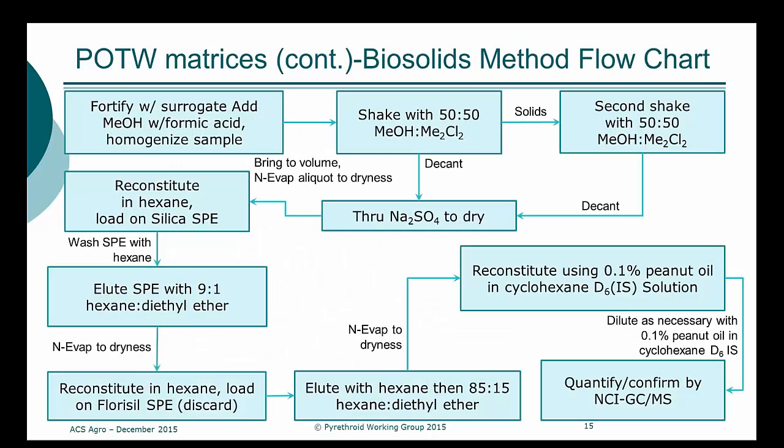Here's what we use to analyze the biosolids. They're very difficult because the biosolids are typically treated by the POTWs with a flocculating agent, so they were real tightly bound and extremely difficult dirty matrices. We utilized methanol to extract. We did multiple extractions with methanol and dichloromethane, a couple of cleanups, but the essential key is that we reconstituted all of these with the cyclohexane D6IS solutions.